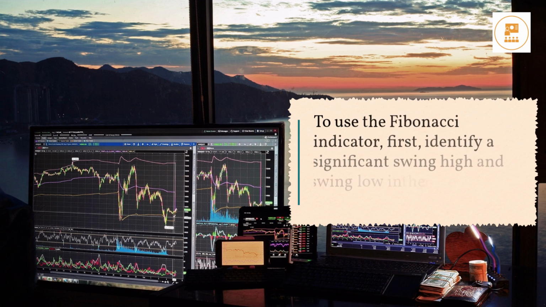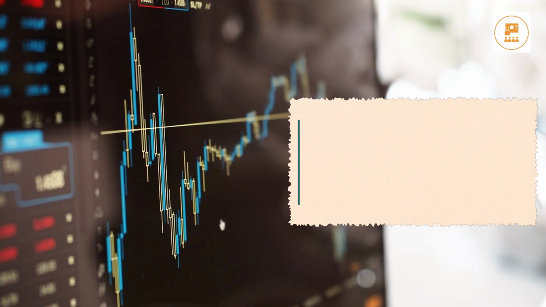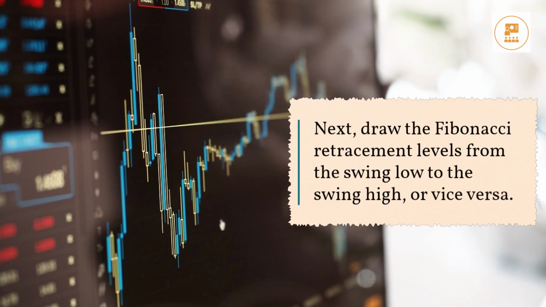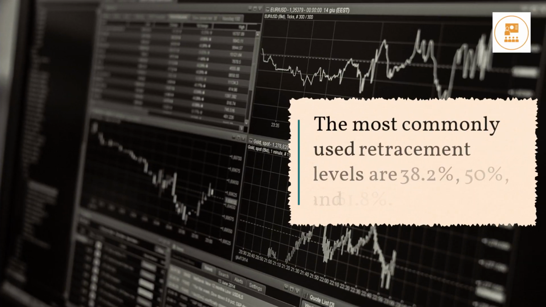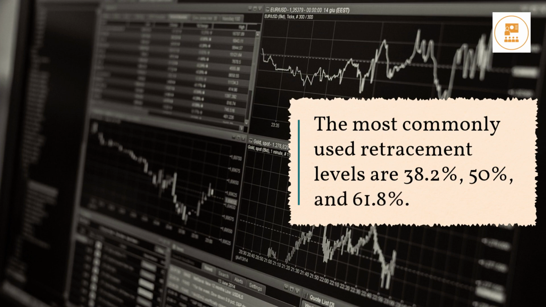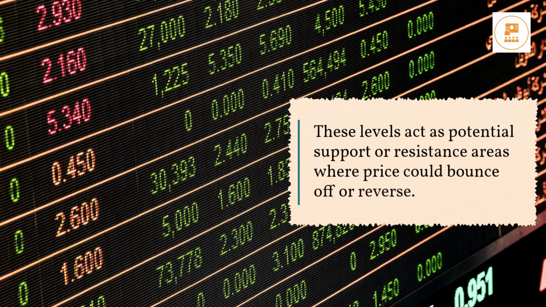To use the Fibonacci indicator, first, identify a significant swing high and swing low in the price action. Next, draw the Fibonacci retracement levels from the swing low to the swing high, or vice versa. The most commonly used retracement levels are 38.2%, 50%, and 61.8%. These levels act as potential support or resistance areas where price could bounce off or reverse.